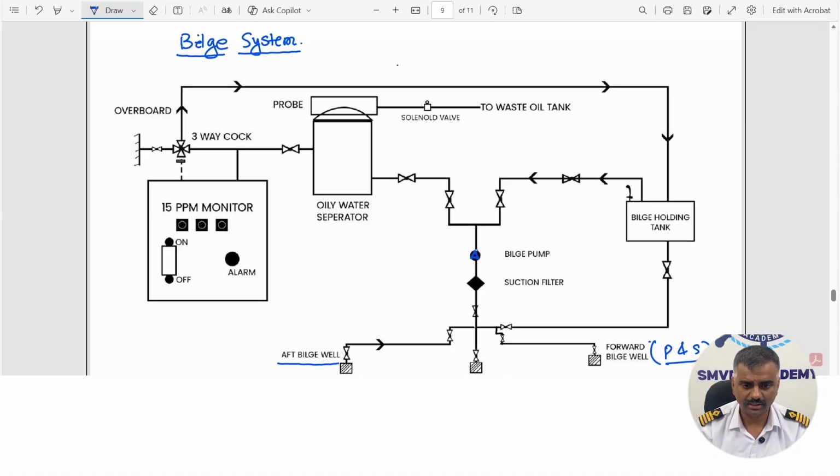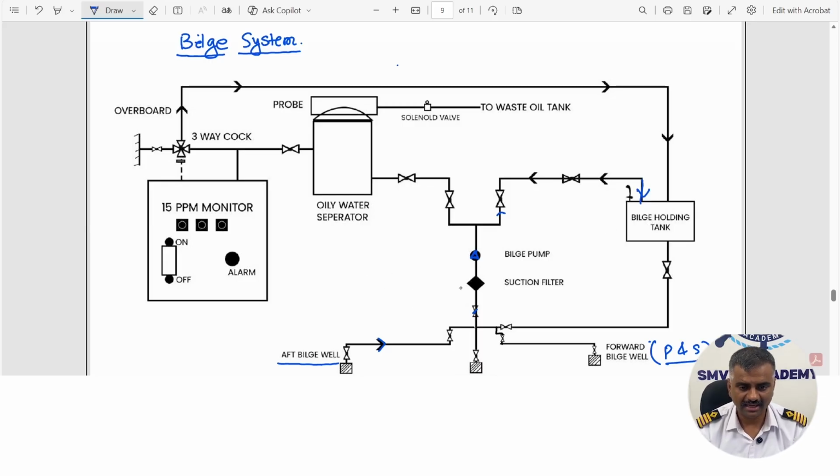If you are at port and your bilge well alarm comes because your aft bilge well has filled, what will you do? You will start the bilge pump and line up these valves from the aft bilge well. Open this valve, open the bilge pump inlet valve, the suction valve and the discharge valve, and transfer via this line from the aft bilge well. You can see this valve open. This is the bilge pump which is running, and from this valve and this line it will go into the bilge holding tank. This is how your bilge holding tank will be filled.